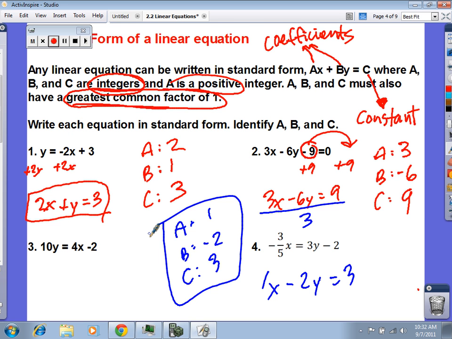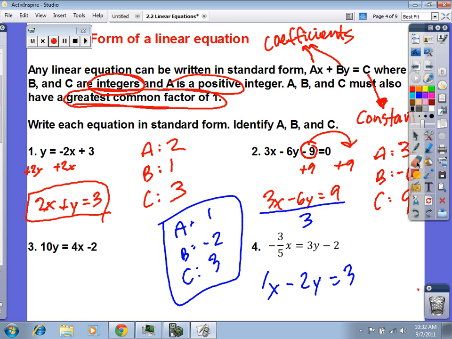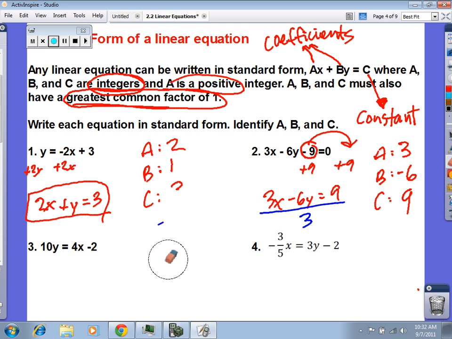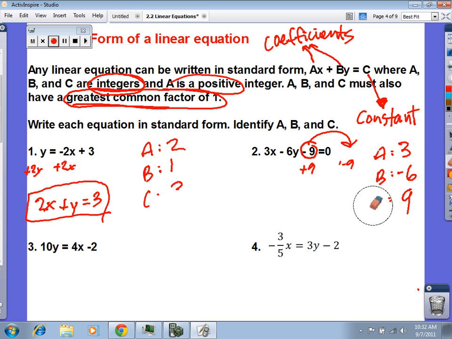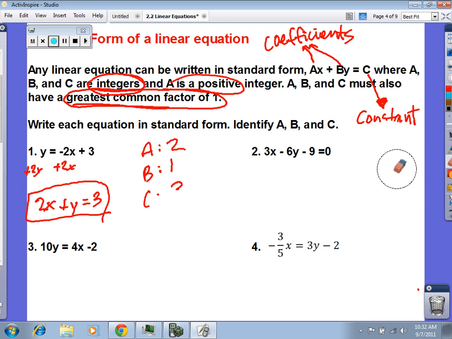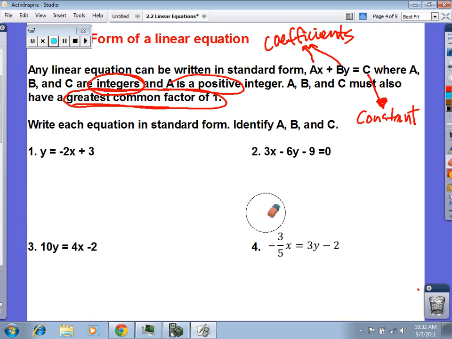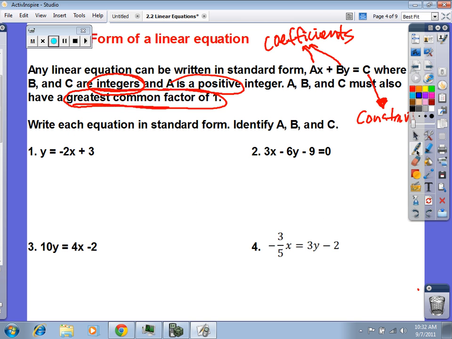Okay, let's do number 4, and then we're going to call it good. So let's skip 3. Number 4 we're going to do because it has a fraction. So we'll show you how to get rid of these fractions. Alright, number 4. You need to get your x and your y on the same side. So what do you want to move? Let's move the y's over.